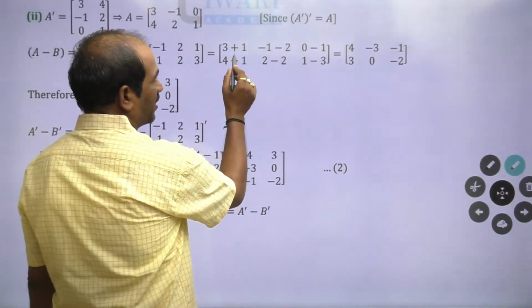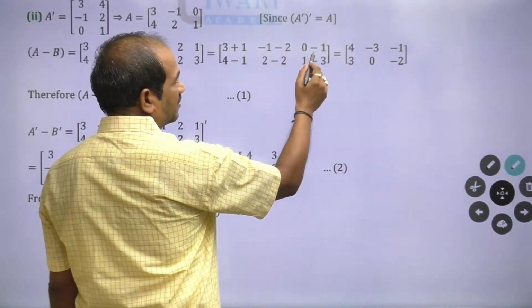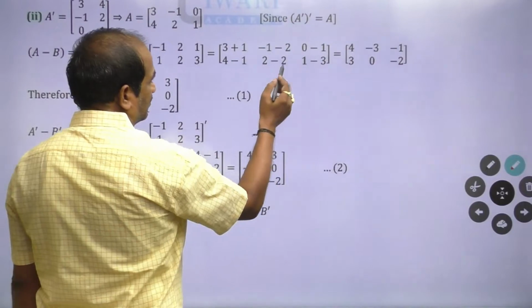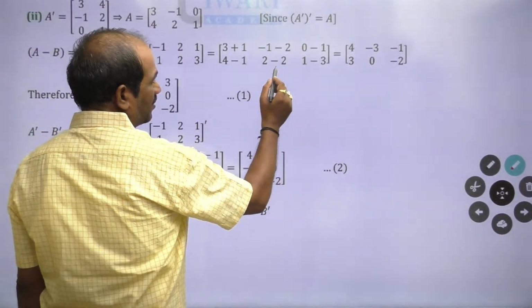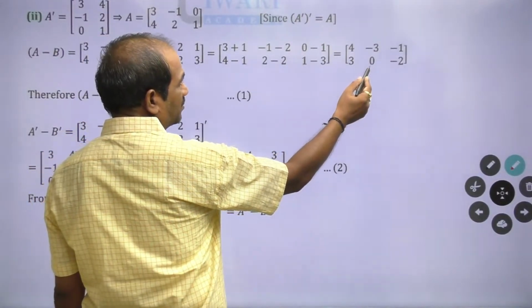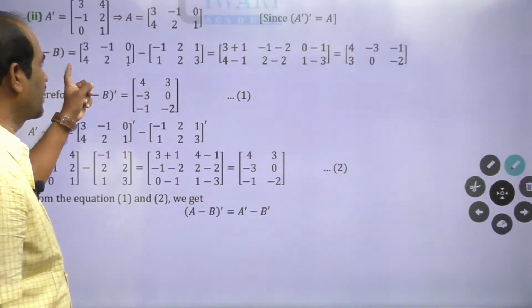Next, 3 plus 1 is 4. Minus 1, minus 2, minus 3. Next, minus 1. Next, 4 minus 1 is 3. 2 minus 2 is 0. 1 minus 3 is minus 2. This is the A minus B matrix.